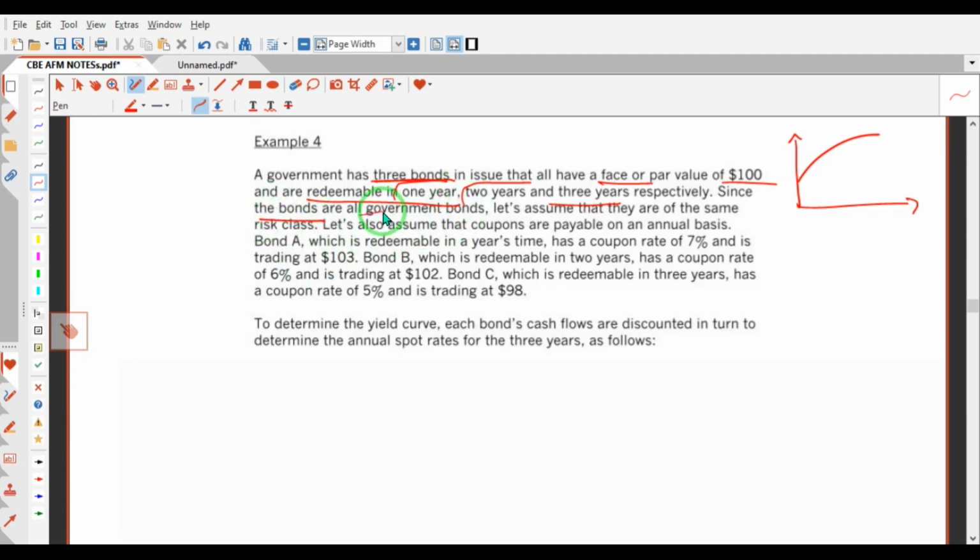Since the bonds are all government bonds, let's assume they are of the same risk class. All governments are usually risk-free. Here they put the same risk class. Let's also assume that coupons are payable on an annual basis. 7% means you're going to pay $7 at the end of the year, which is redeemable in a year's time, and the coupon rate is 7 and it is trading at 103.